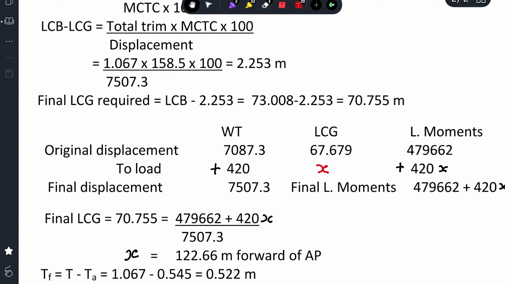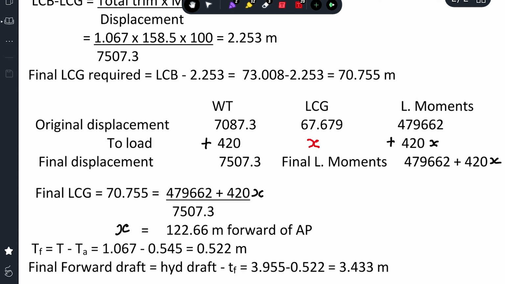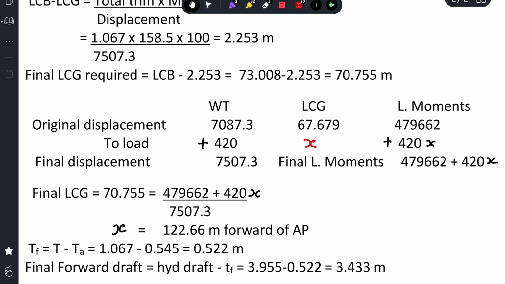Then I am loading 420 tons. LCG of this cargo, I don't know. This is what the question is all about, to find where you are going to load this cargo with respect to aft perpendicular. So in other words, LCG of the cargo we need. So I just put in the X to highlight. This is what I'm trying to find. Longitudinal moment will be 420 multiplied by X, 420X. And since we are loading, the final displacement will be, you add 420 to original displacement, 7507.3, and final longitudinal moments we add 479662 plus 420x. Okay, this will be the final longitudinal moments. Add the two.